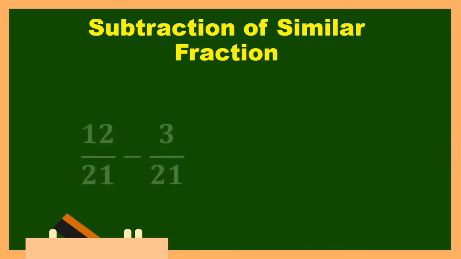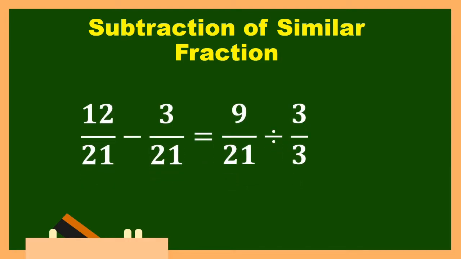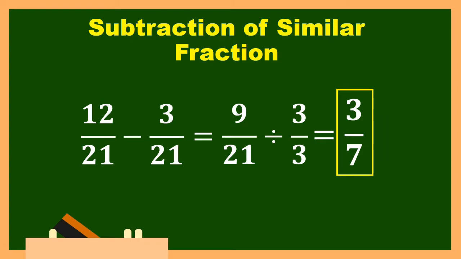So, after makuha ang GCF na 3, ay gagamitin natin ito para ma-divide ang both numerator at denominator. So, 9 divided by 3 is equal to 3, and 21 divided by 3 is equal to 7. And the final answer is 3 over 7.